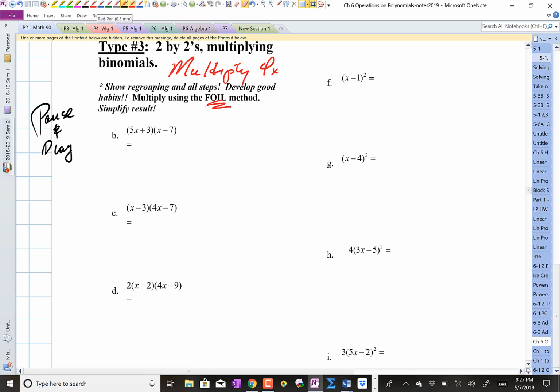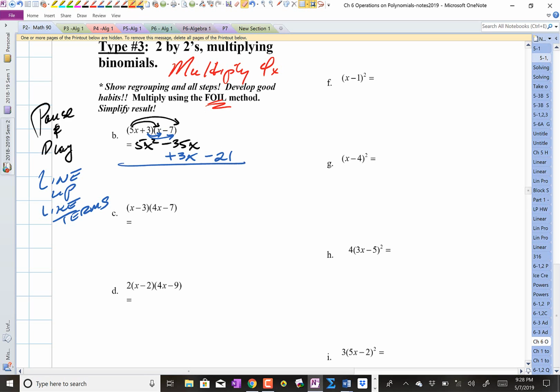All right, and then let's check your work here. So we got 5x times x is 5x squared. 5x times a negative 7 is a negative 35x. Inner product, here we go. 3 times x is 3x. Notice how I'm lining up like terms. It's always good to do that. I'm talking about this part right here. And then 3 times negative 7 is negative 21.